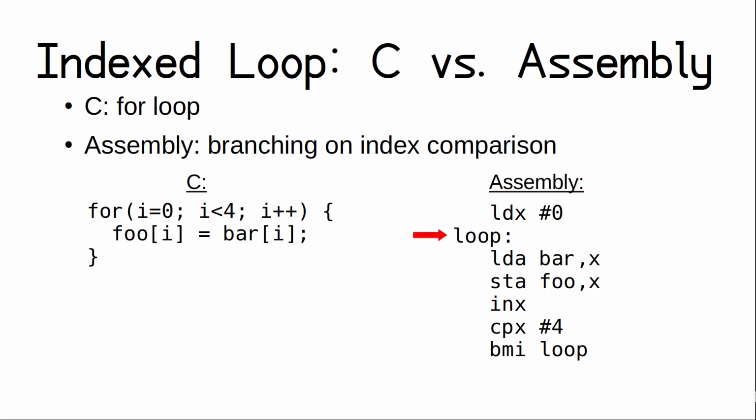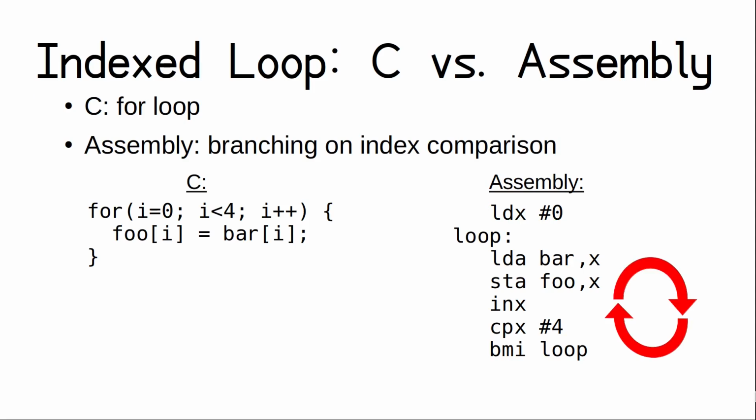Then we have a label to show where we want to branch back for the next iteration. We don't want to reinitialize X, as we will be using that to index into our data. We load a byte from bar using X as an index, then store it to foo with the same value of X as an index. Then we increment X and compare it to 4. If it's not yet equal to 4, we branch back to the loop point and do it again.